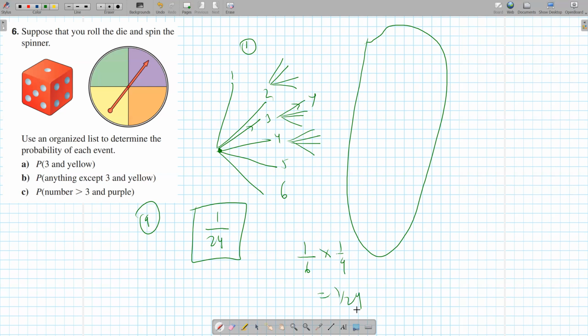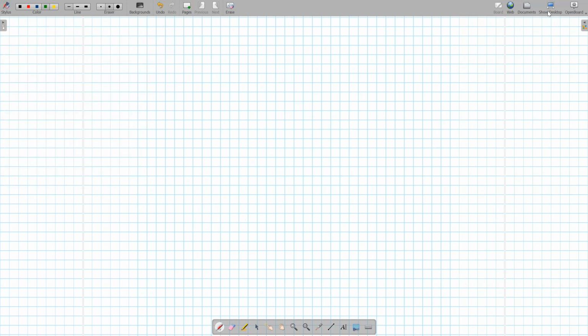C, number that's greater than 3 and purple. So we're looking for 4 purple, 5 purple, 6 purple. What do you think? Is it 3 over 24? Yes, it is. It's 3 out of 24, which reduces to 1 out of 12, okay? Easy as that.